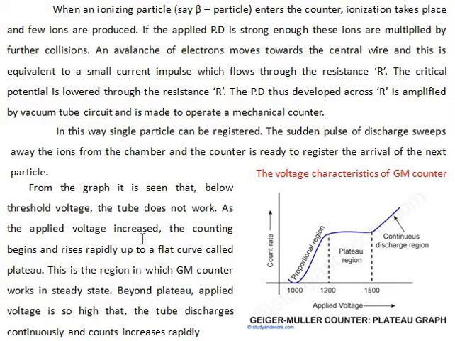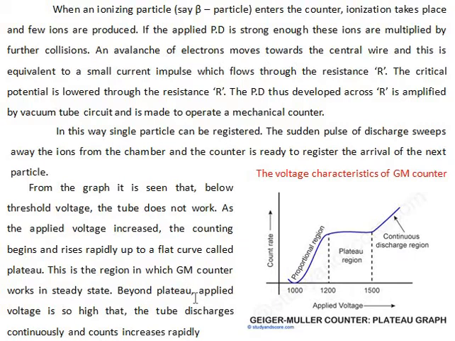As the applied voltage increases, the counting begins and rises rapidly up to the flat curve. So here you can see this is the flat curve. Here it is rapidly increasing and this flat curve is called the plateau region. This is the region in which the GM counter works in steady state. If you find the difference between these two voltages, then find the mean of these, that becomes the operating voltage of the GM counter.